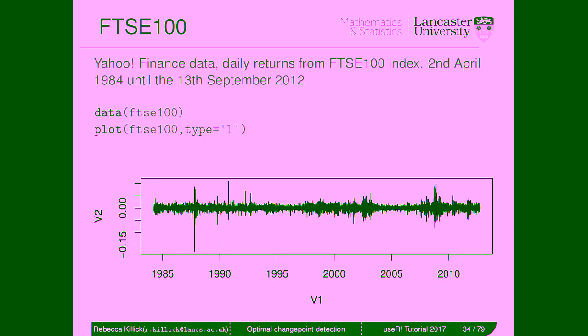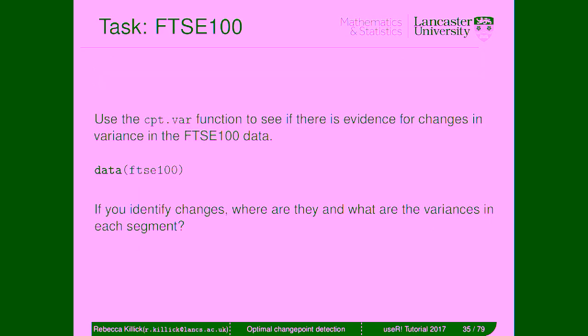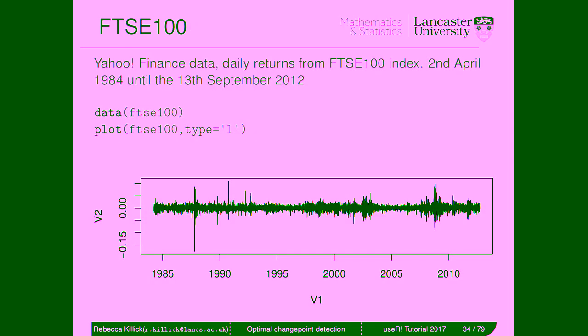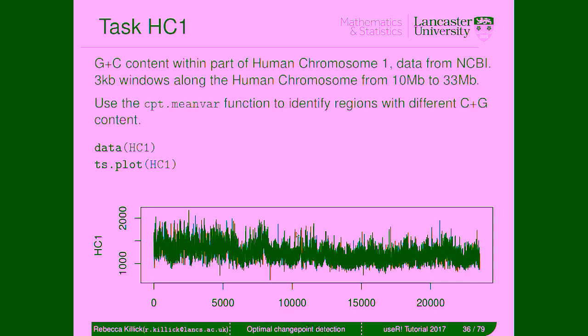So I'm now going to give 2 examples. One's the FTSE 100, so the data's available within the changepoint package. Once you've got the changepoint package loaded, just do FTSE 100, and it's data from 1984 until 2012. So it covers the financial crash here, which we can argue over whether is a cause for a change point. For that data, I want you to see if there's any evidence for multiple changes in that data. You can obviously see we've got the crash here as well in the late 80s.